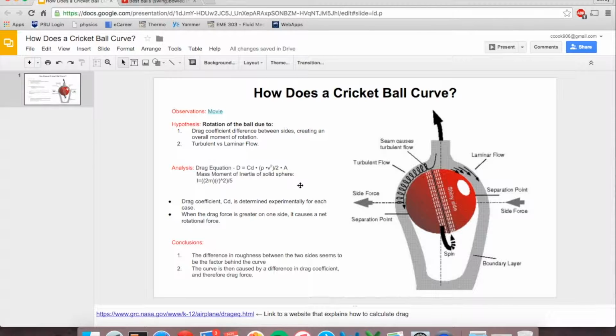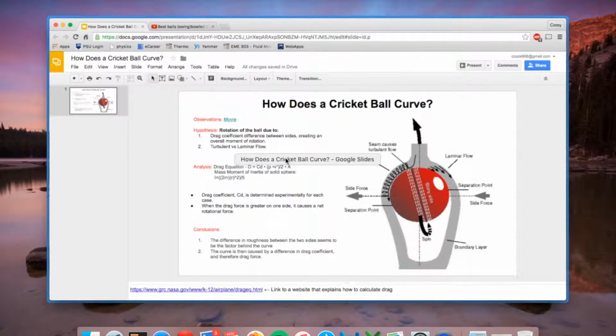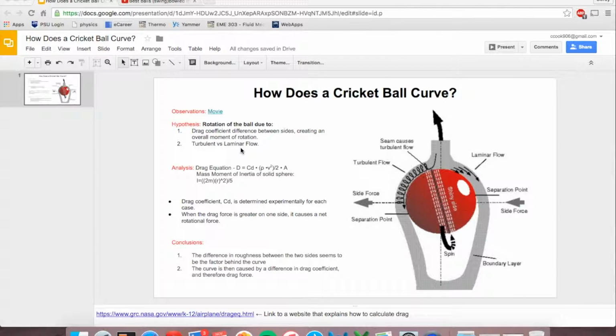And that's pretty much our whole hypothesis and analysis. The curve of the ball is due to the difference in roughness of the two sides. The curve is caused by the difference in drag coefficients and the drag force. If we want to analyze the roughness of the ball in terms of Reynolds number, the Reynolds number of the rough side is greater than 4,000, which is a turbulent flow, and the Reynolds number of the smooth side is less than 2,000, which is a laminar flow. And that is all.